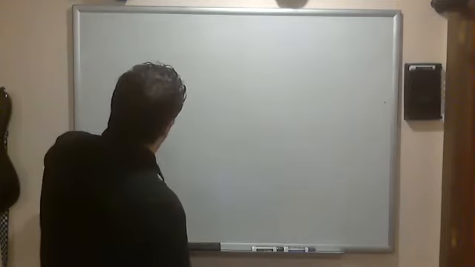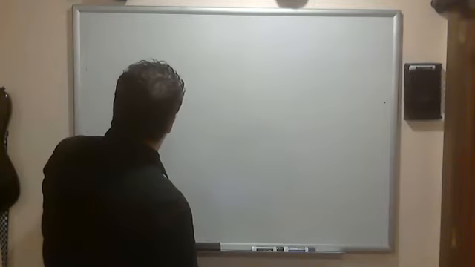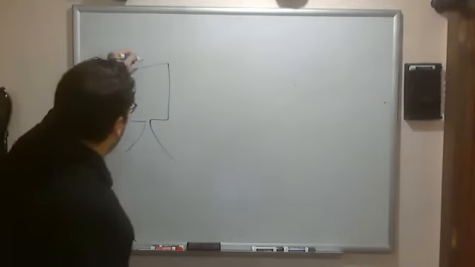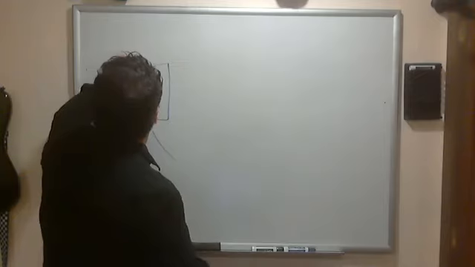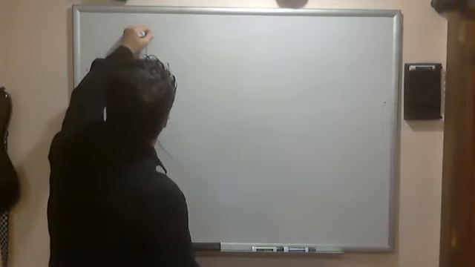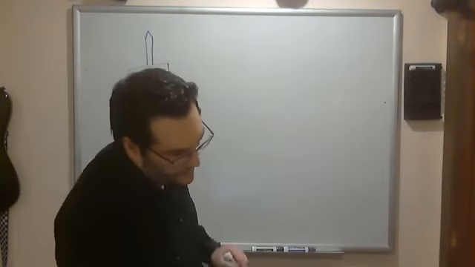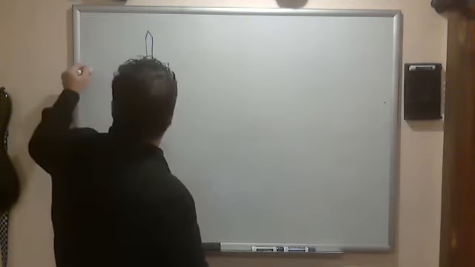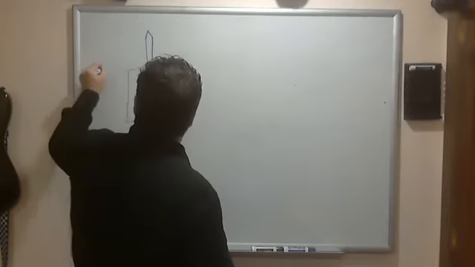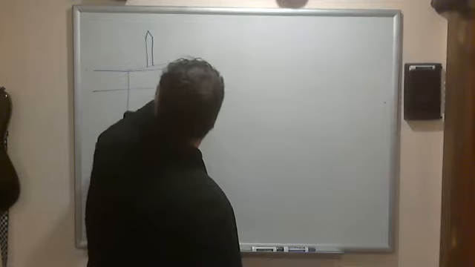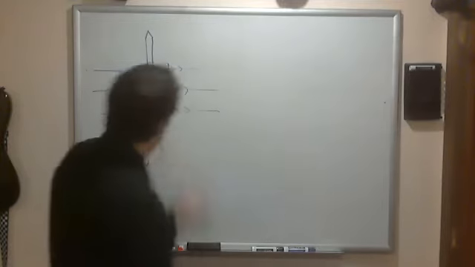Now, let's say I have a loop of wire. I make a loop of wire, a single loop, like that, and I put it on a spindle so that it can rotate freely. Now I send in a magnetic field. I have a magnetic field in this direction.